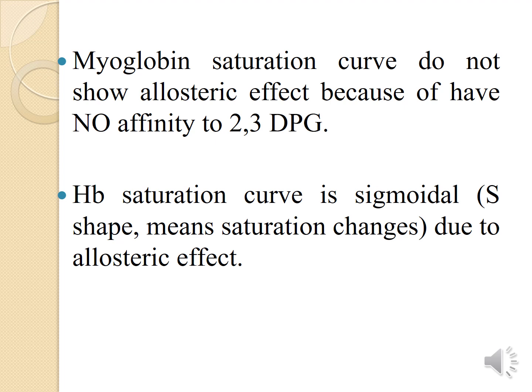The myoglobin saturation curve does not show an allosteric effect because of no affinity to 2,3-DPG, that is diphosphoglyceric acid. The hemoglobin saturation curve is sigmoidal, which is S-shaped, that is, saturation changes due to allosteric effect.